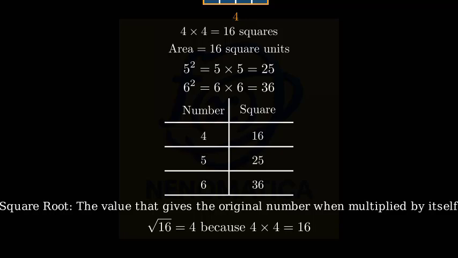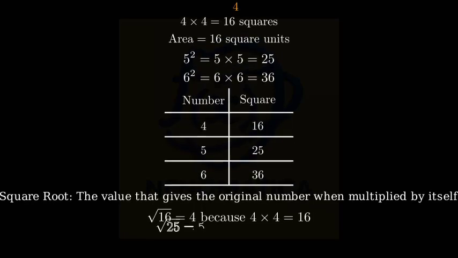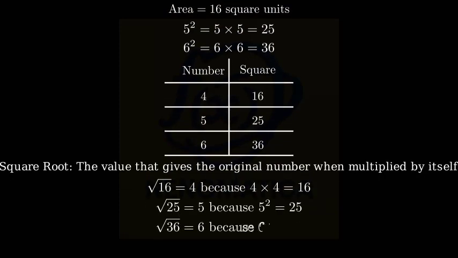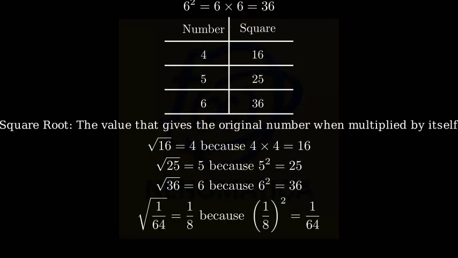Let's look at some more examples of square roots. The square root of 25 is 5, because 5 squared equals 25. The square root of 36 is 6, because 6 squared equals 36. We can also find square roots of fractions. For example, the square root of 1 over 64 is 1 over 8, because 1 over 8 squared equals 1 over 64. Let's try a little challenge.